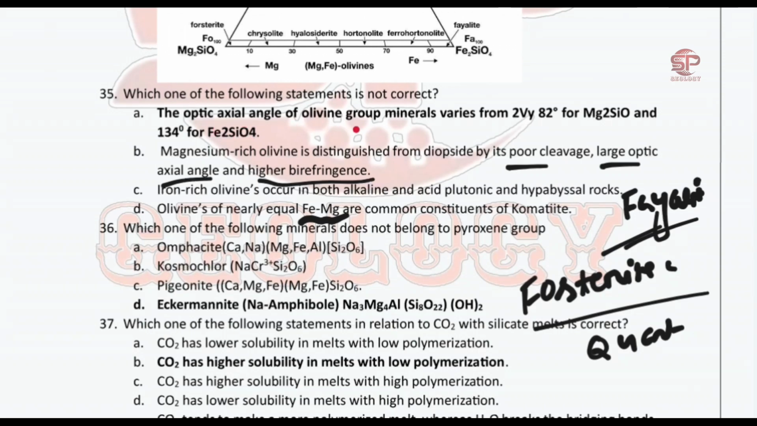The optic axial angle of olivine group minerals varies from 82 degrees, actually up to 86 degrees. It is not 134 degrees. And in monticellite we also get more Mg percentage, that is a more Mg bearing olivine. And iron rich olivine occurs in both alkaline, acidic and hypabyssal rocks. It will also be incorrect.